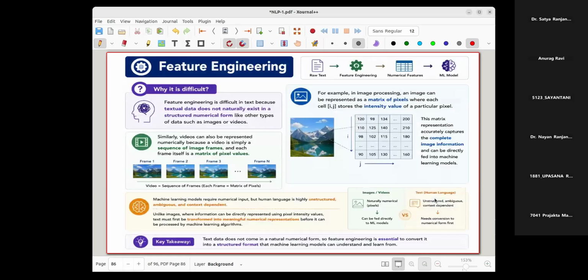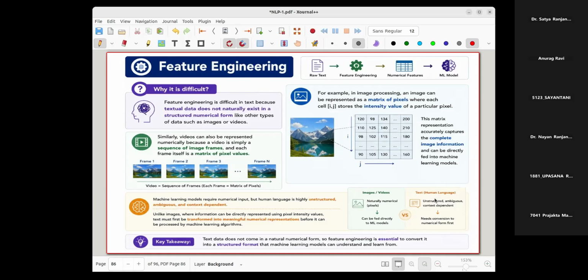And the feature engineering part is really difficult in NLP applications, because if your conversion from text to numerical form is not accurate, then whatever you do, however good a model you use, it is not going to give you a good result. Okay, and let's see why it is difficult. Feature engineering is difficult because textual data does not naturally exist in a structured numerical form. Text does not have any number associated with it, but there are some other data where numbers are inherently there.